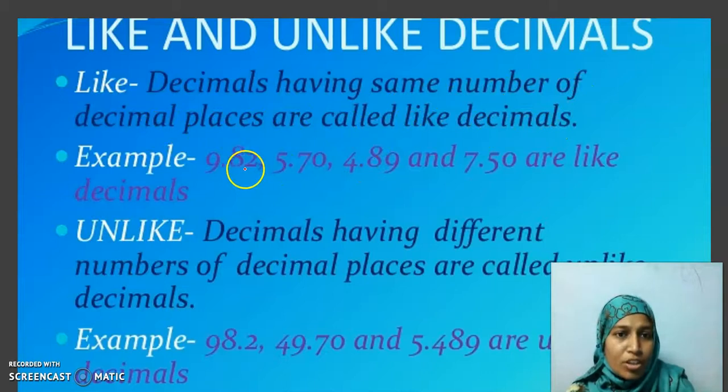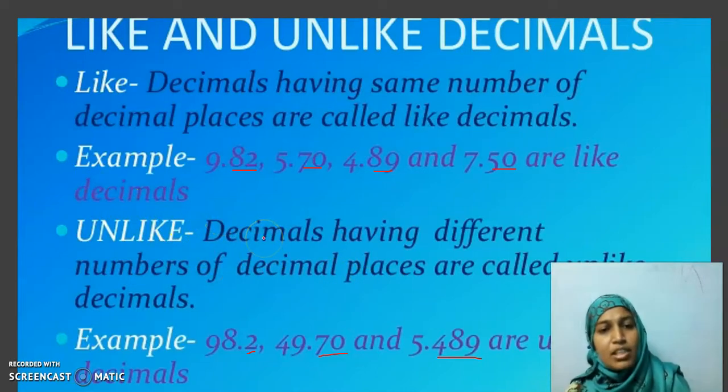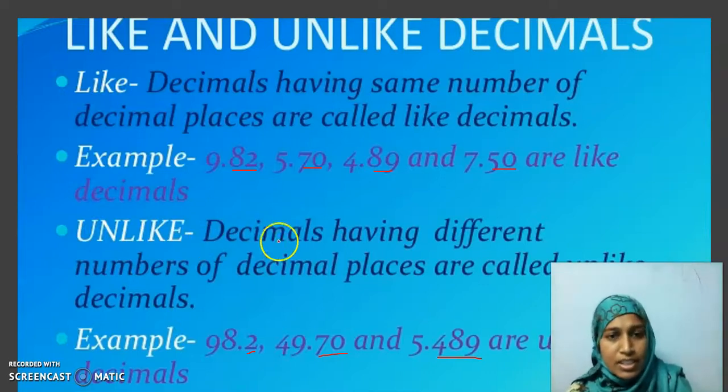See here, how many numbers are here? 2 numbers. Here, 2 numbers. Here, 2 numbers. Here, 2 numbers. These are called like decimals. If the decimals have different numbers of decimal places, see here in the examples, I have only 1, here I have 2, here I have 3 numbers in decimal places. Is it clear? Such numbers are called unlike decimal numbers or decimals. Decimal numbers are also called decimals. Both are the same. Is it clear, my dear children?